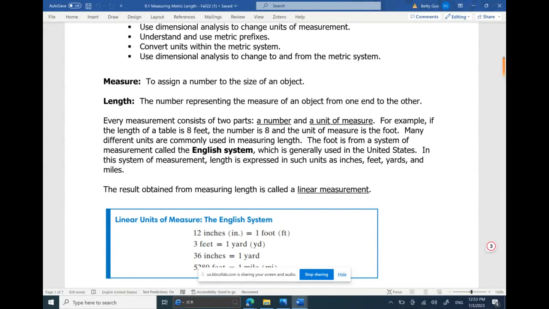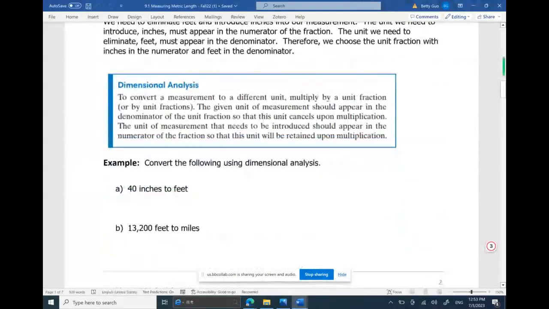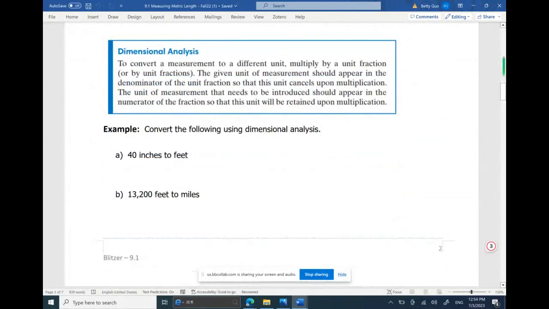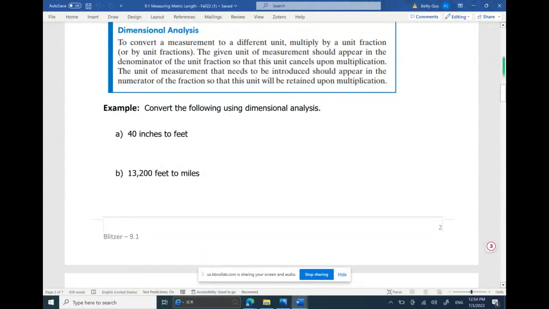So let's go directly to the first example. Again, this video focuses on the second method, my method, multiplying or dividing by the conversion factor when we need to convert from one unit to the other unit. We do not use the first method that the textbook covers. Let's look at this example. Convert the following. Part A, we are going to convert from 40 inches to feet.